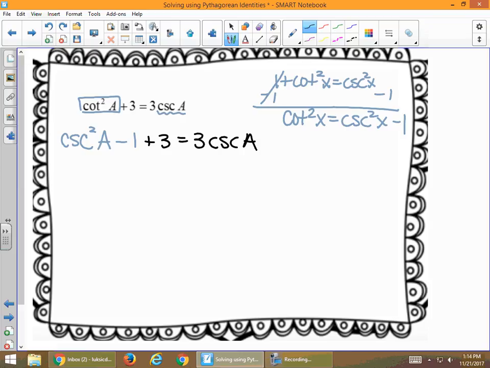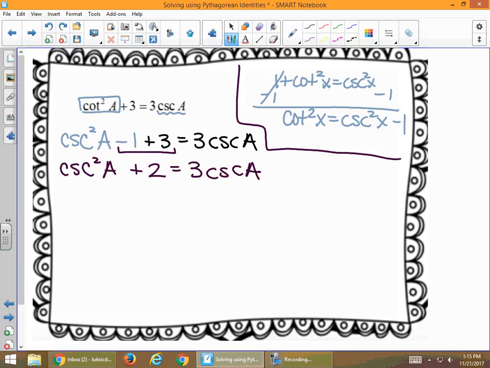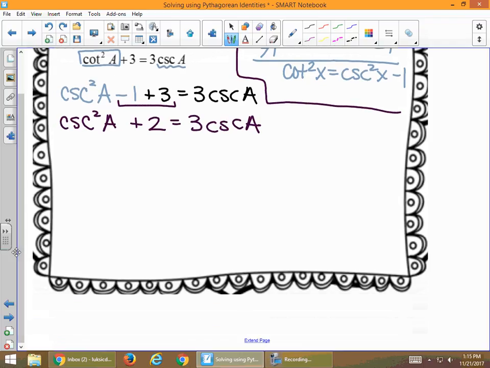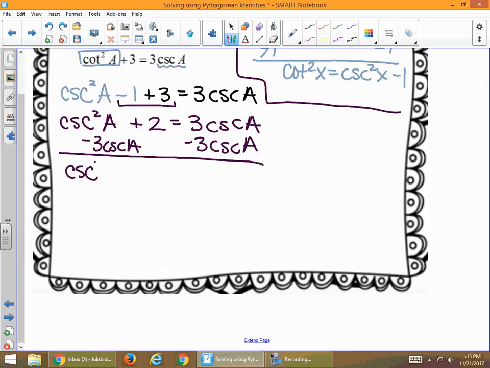Once you do that substitution, you should only have one trig expression going on. If you look across and you still had a cotangent somewhere, it's not going to work. If you look across and you had a sine somewhere, it's not going to work for you. Okay, let's combine our like terms. And then move over that 3 cosecant of A so that we can factor our trinomial. That's going to be our middle term of our trinomial. So I end up with cosecant squared minus 3 cosecant plus 2.